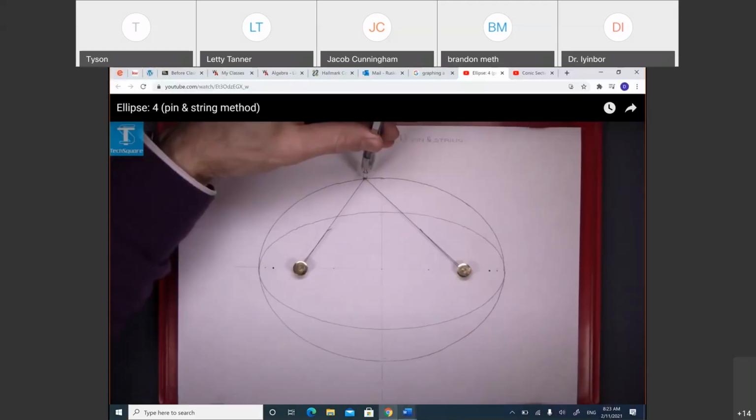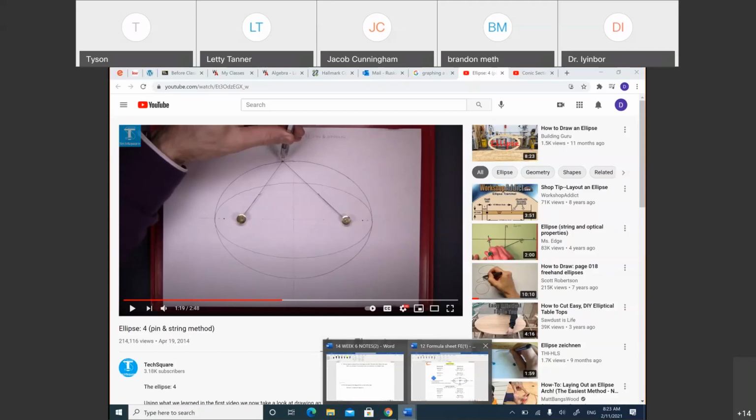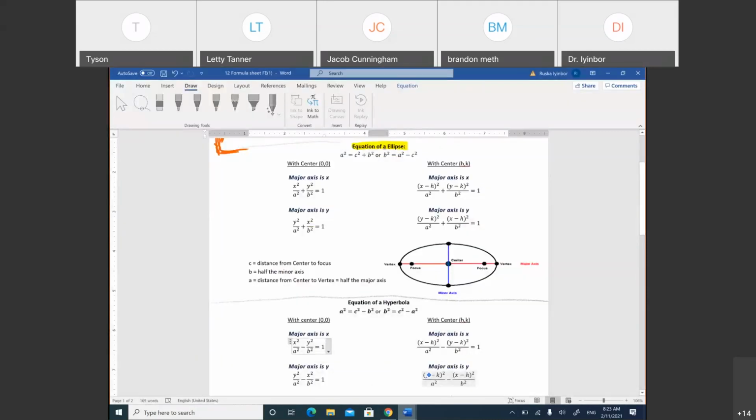Okay? And now let me go back to my formula sheet to explain why you need all these points, because the center, the vertices, the foci, the major axis and the minor axis are very important components of the formula. Okay, so let's look at the formulas now. In the formula we have the center 0, 0, or center h, k.